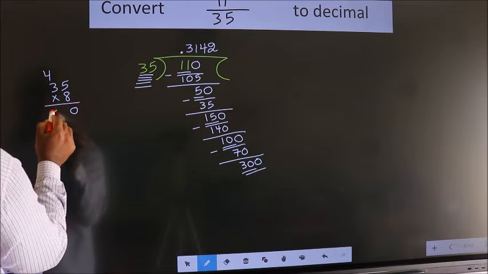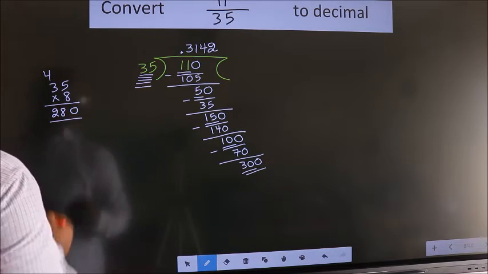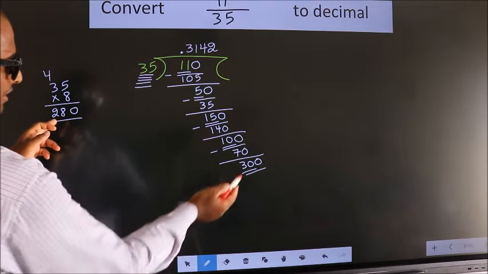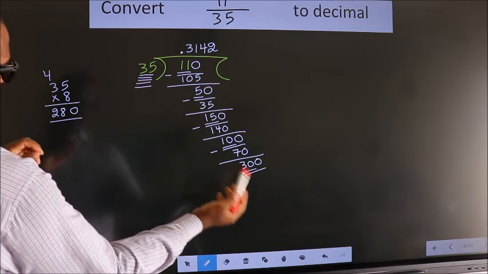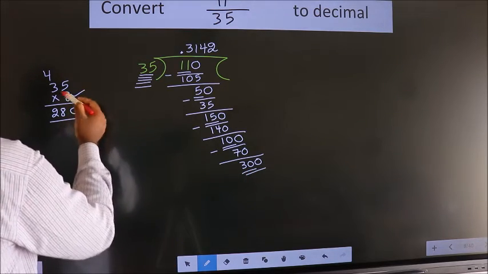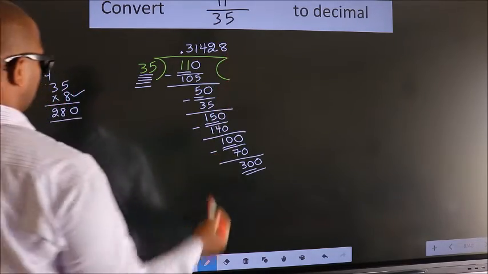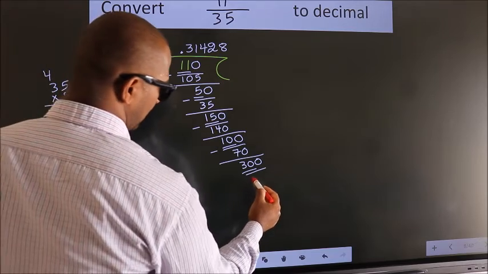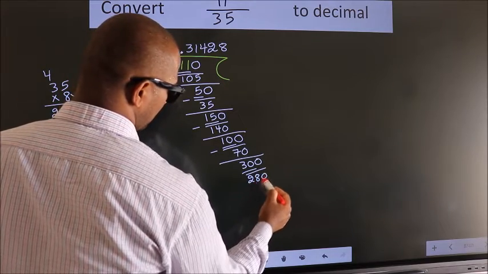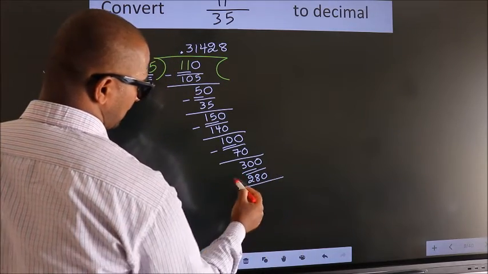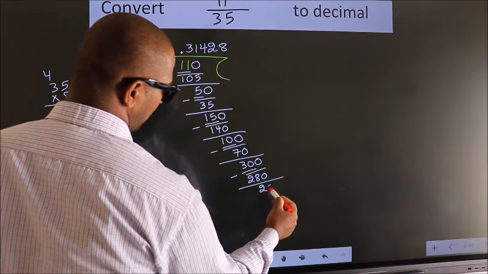8 3s 24 plus 4 28. So 280 is close to 300. So we should go with 8. So 35 8 times, 280. Now we subtract, we get 20.